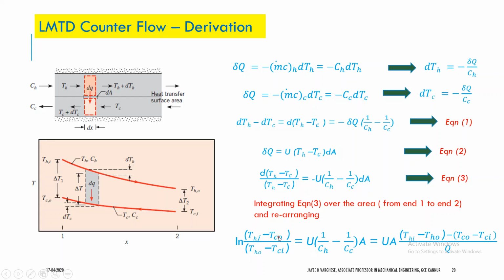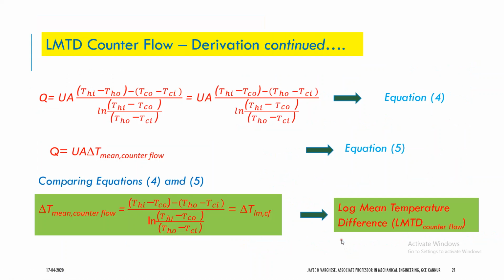Logarithm of THI minus TCO divided by THO minus TCI is equal to UA times THI minus THO minus TCO minus TCI, divided by Q, and this has to be rearranged. We'll go to the next slide.